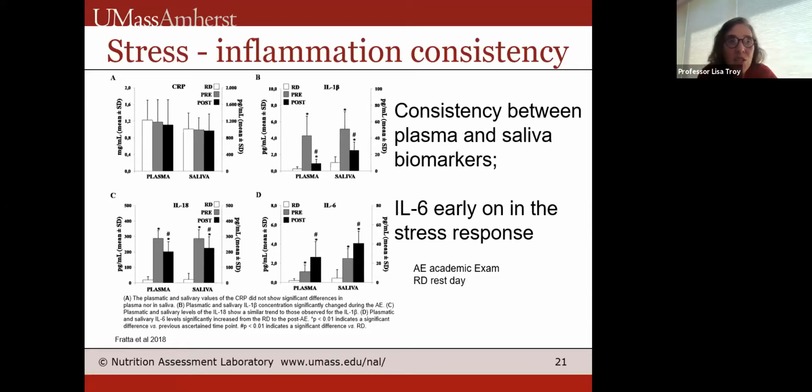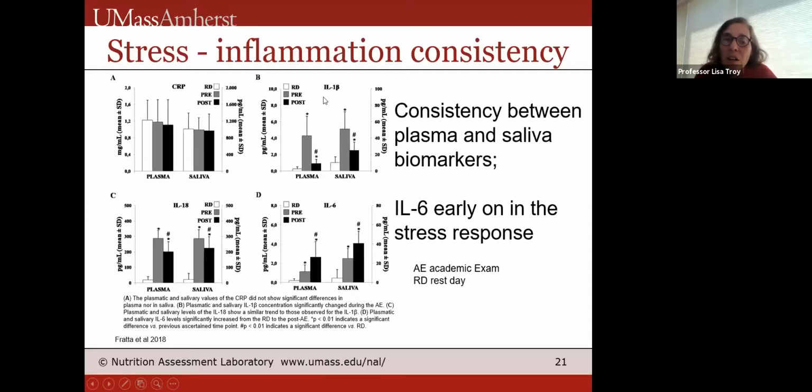This was done looking at pre-test and post-test. So this is kind of a rest day where nothing's happening. The gray is the pre-test and the black is the post-test. And what you see with CRP is there's really no effect, whether you're measuring it in the plasma or in the saliva. We don't really see any effect between the rest days and the pre and post exam.